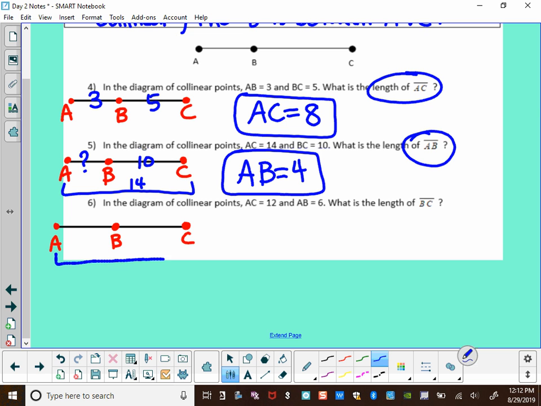Anyone have an answer yet? 18. Be careful. Minus 6, yeah, so what's 12 minus 6? You get 6. So if you're trying to find that missing piece, it has to be able to add up. So BC equals 6. All right, that's a good starting point.